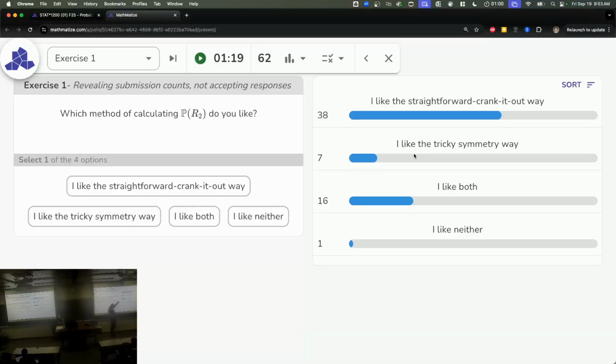Okay, that's nice, 16 people at least like both. I like neither, only one person. For a Friday morning, when I was a student, I think I would like no problems, but okay. All right, I'm going to stop there.